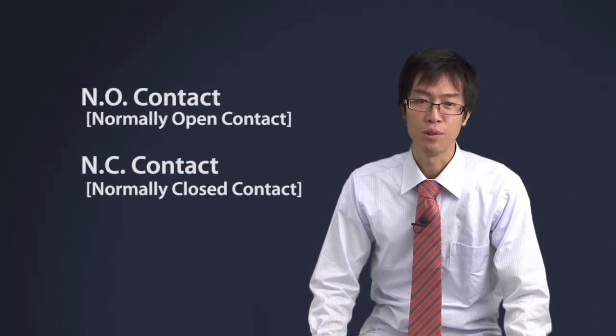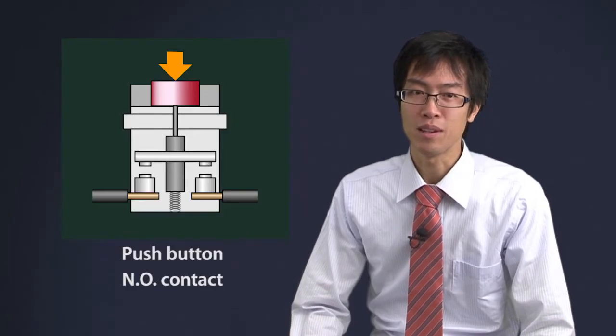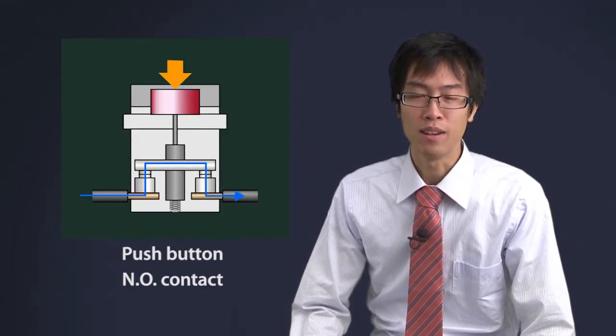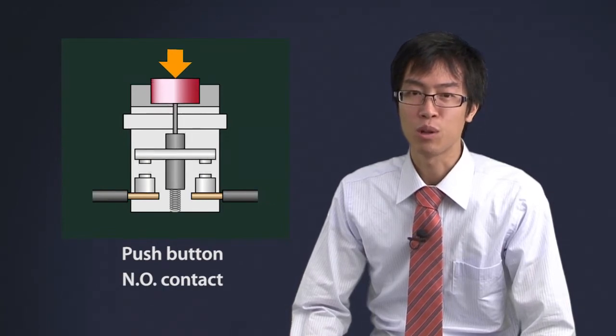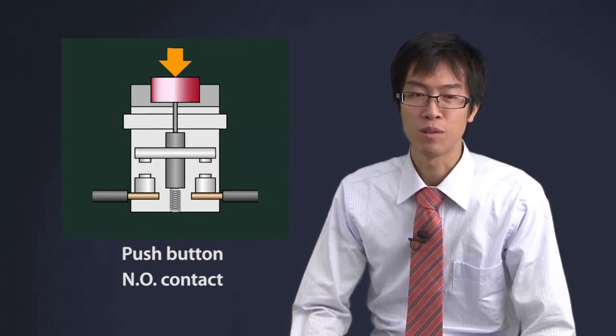To understand the electrical schematic diagram, I should explain the different types of contacts. The role of a contact is to turn a relay or switch on and off. The basic contacts are called normally open contacts and normally closed contacts. A normally open contact is, as its name implies, a contact that is open in its default position. When actuated, the contact will close and electricity will flow.